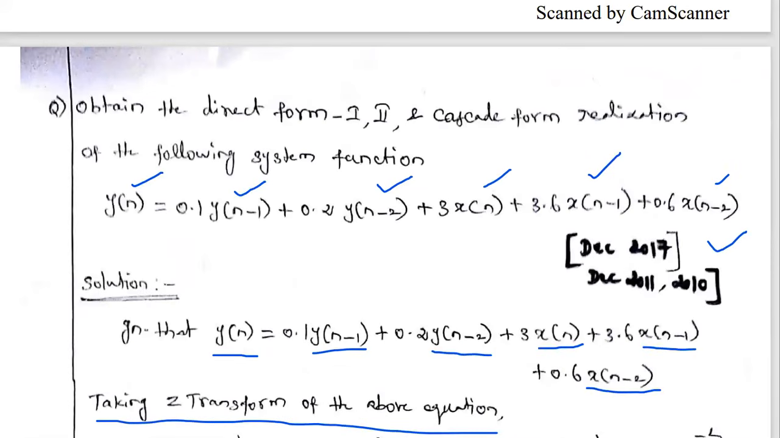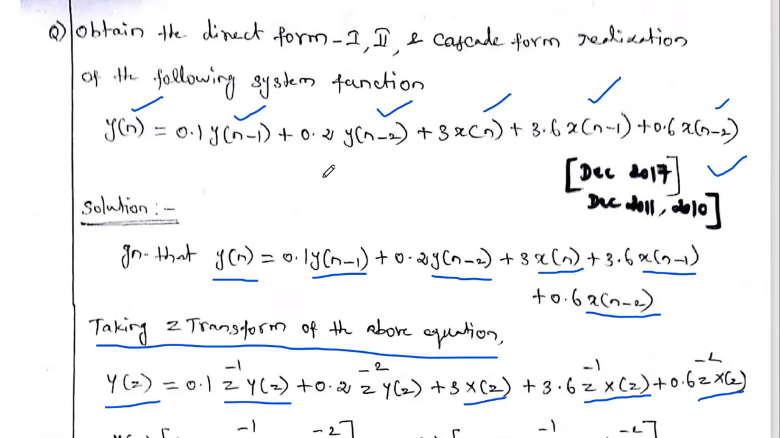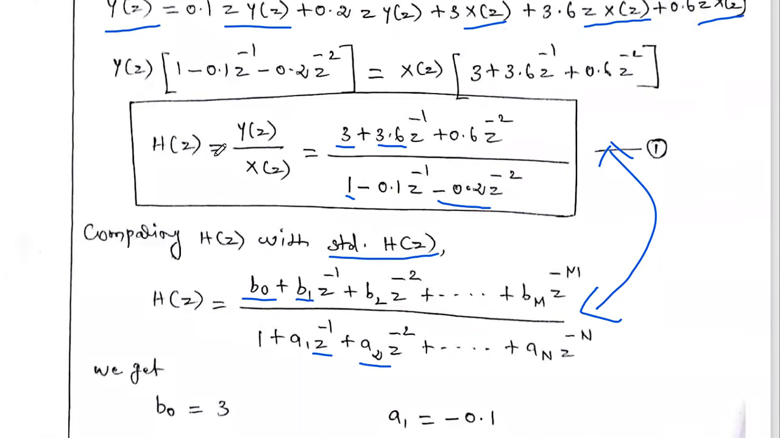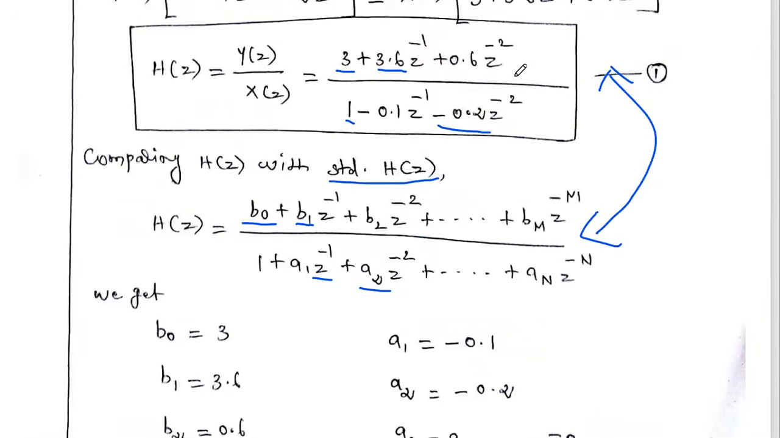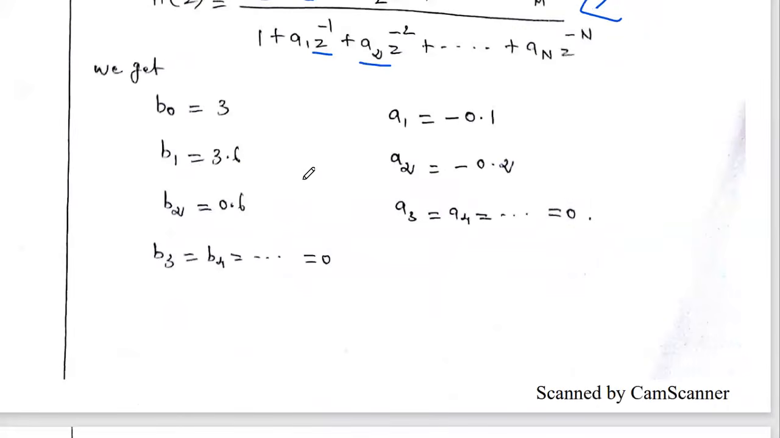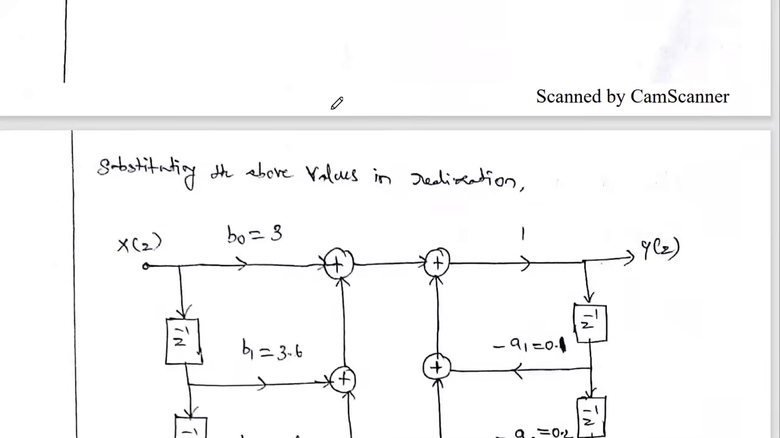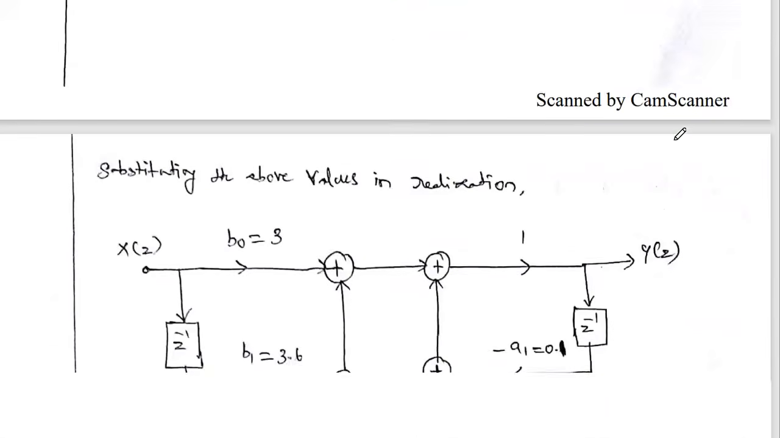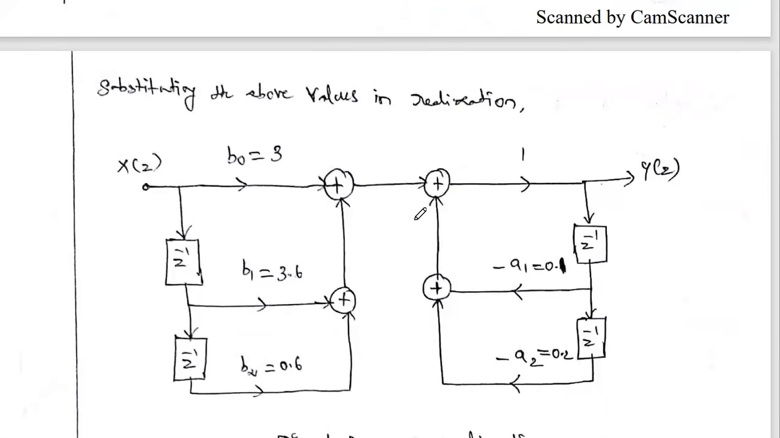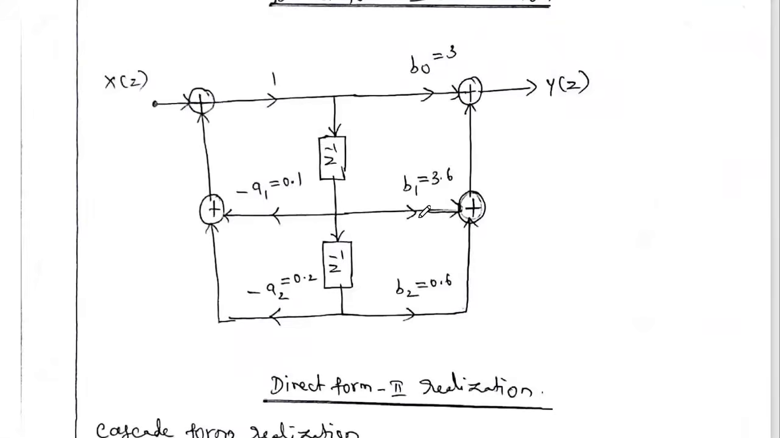These three questions are 16 mark and 13 mark questions: obtain direct form 1, direct form 2, and cascade form realization. What does this mean? First we have to find H of Z. Then we compare this H of Z with the standard H of Z of our IIR system. From that we find the b0, b1, b2 values and a1, a2, a3 values. Then we substitute these coefficients in our standard direct form 1 and direct form 2 diagrams, and we will get the diagram.